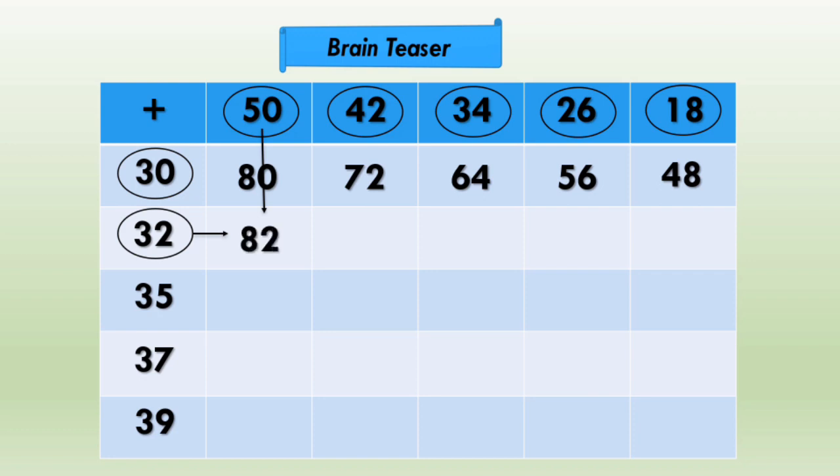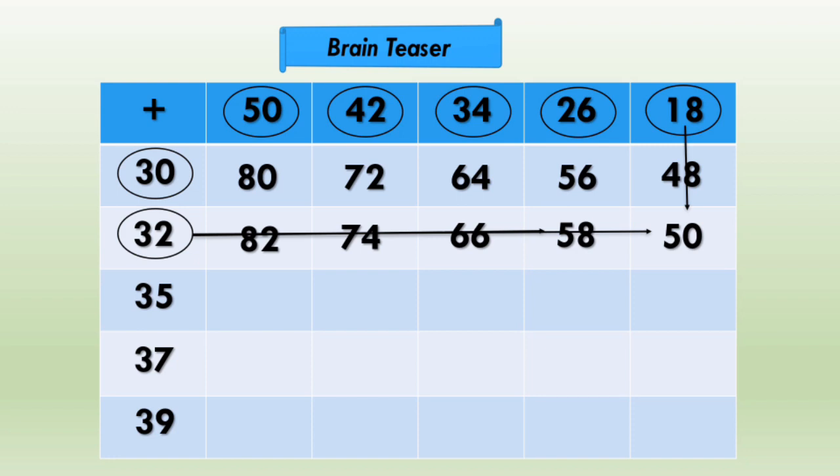Now the next turn is 32 and 42. 32 plus 42 is equal to 74. We will write 74 here. Now add 32 and 34. 32 plus 34 will be equal to 66. So we write the number 66 here. When we add 32 and 26, we will get 58. Now we have written 58 here. Now add 32 and 18. 32 plus 18 is equal to 50. 50 is the answer here, and we will write 50.